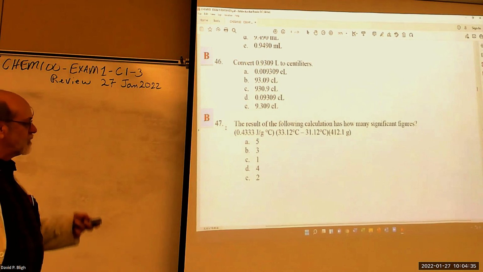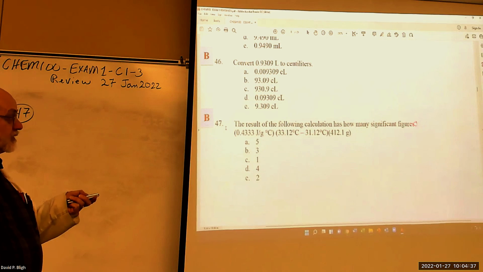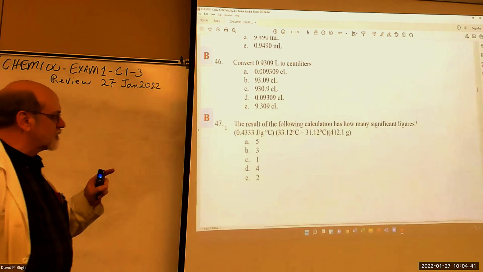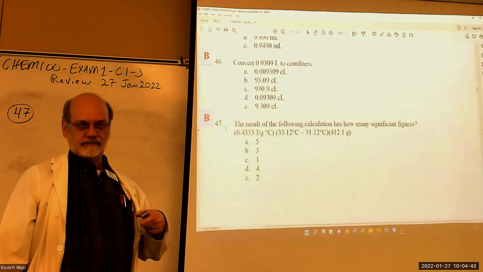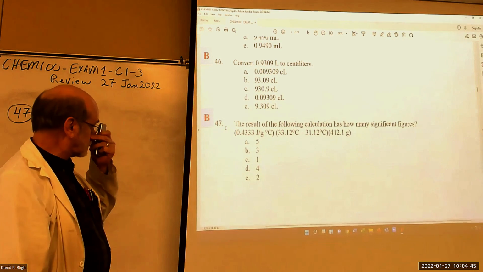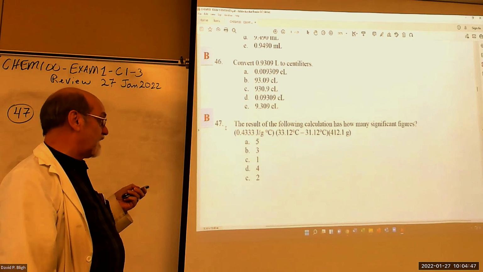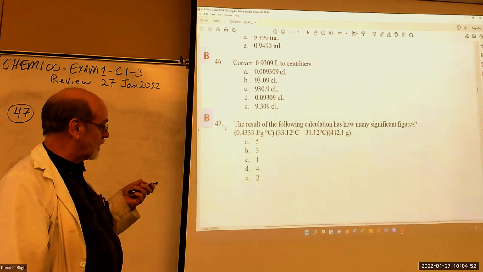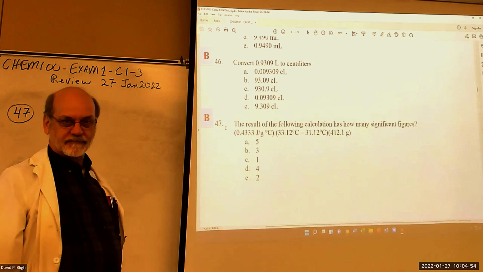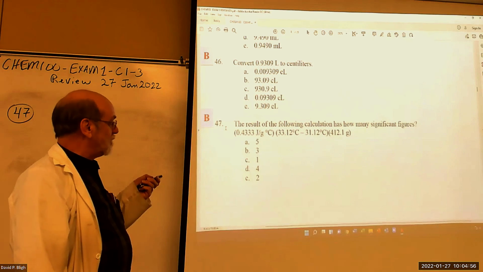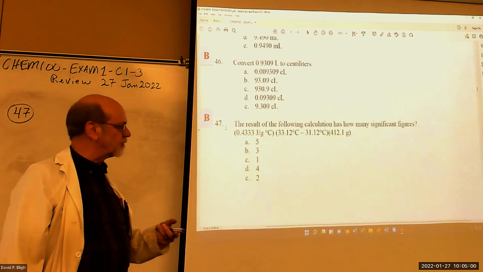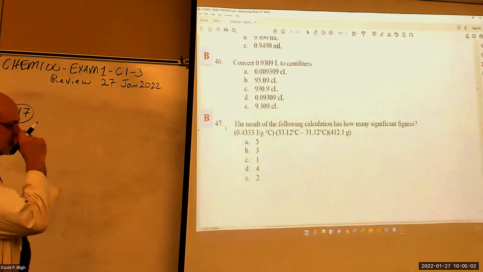The result of the following calculation has how many significant figures? All right, we're looking for the total number of significant figures in the answer. So, what do we have here? We have a mixture, right? We've got to add, subtract, and multiply here, and a multiply there. The units don't matter, not for the answer to this question, so we can focus on the numbers only.